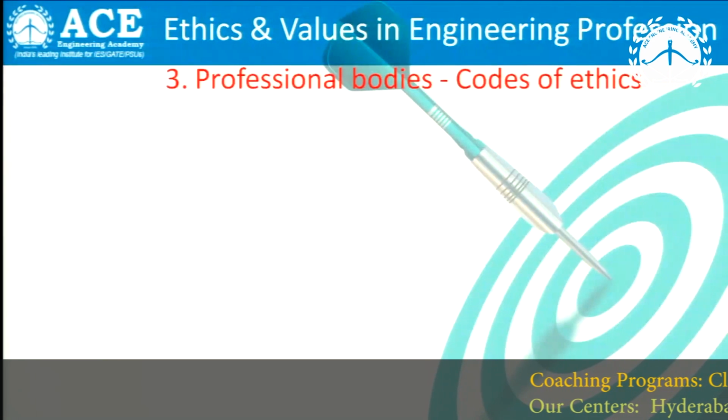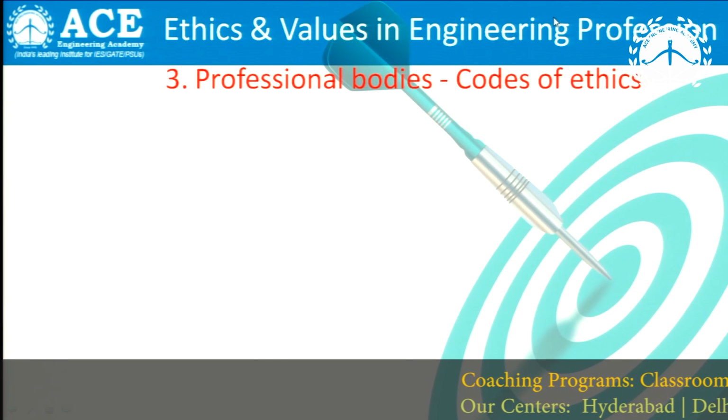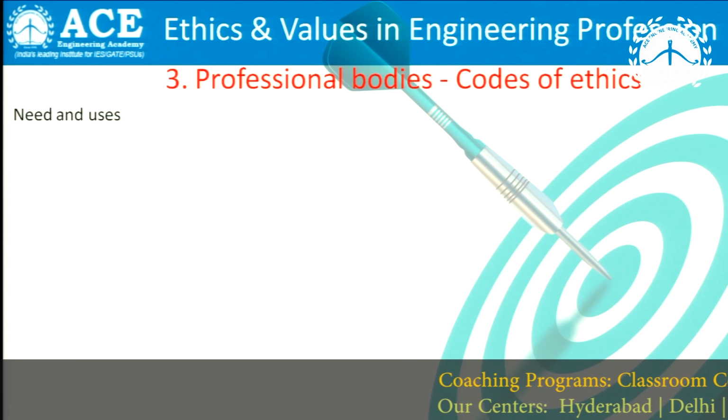For engineering, there are about 30 to 33 professional societies in India, apart from the other professional bodies for other professions. What are these bodies? They formulate a set of rules, a set of obligations which we are supposed to fulfill and abide by. They give ethics, a set of rules to accept.